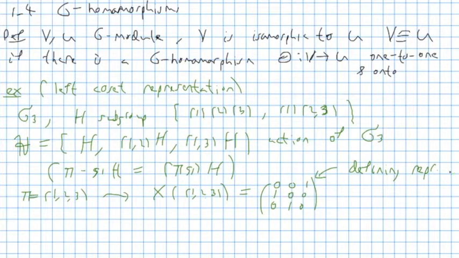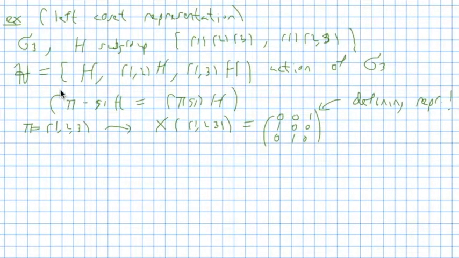Okay, so that was kind of puzzling. So let's try to answer this using this notion of isomorphism. Okay, we continue with this example. So we have this left coset representation, and we have an example of the symmetric group with 3 elements. We have this subgroup with 2 elements, the identity and the transposition (2 3).